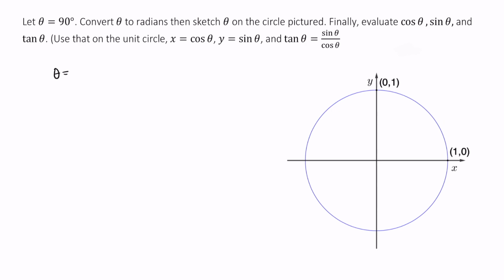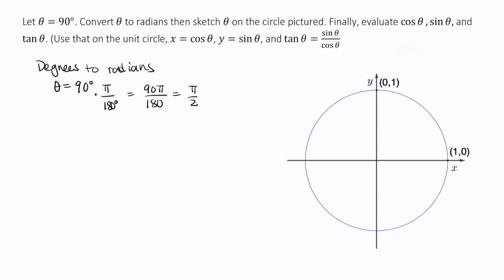All right, so theta equals 90 degrees. And to convert from degrees to radians, you want to multiply by pi over 180 degrees. So this is 90 pi over 180, which simplifies to pi over 2.